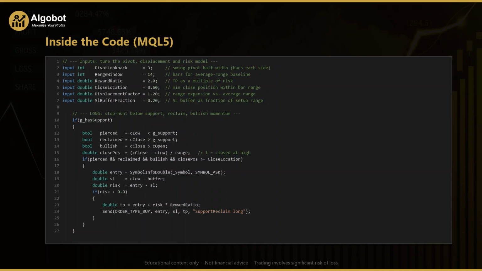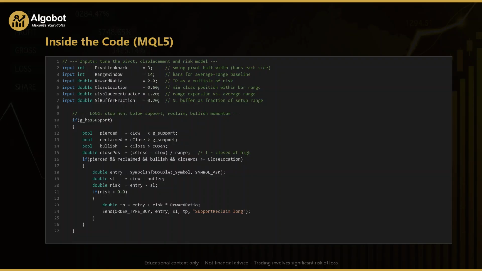CloseLocation demands the candle close near its extreme, filtering out weak reclaims. DisplacementFactor controls how much bigger than average the setup bar must be, and SLBufferFraction adds a little cushion beyond the wick for the stop.